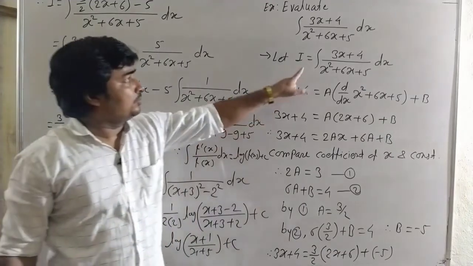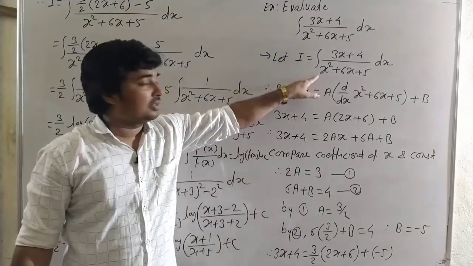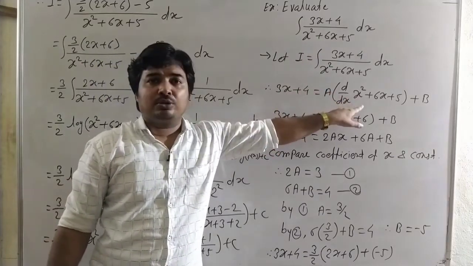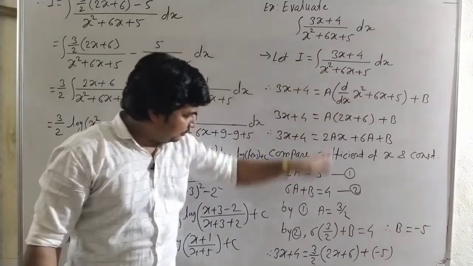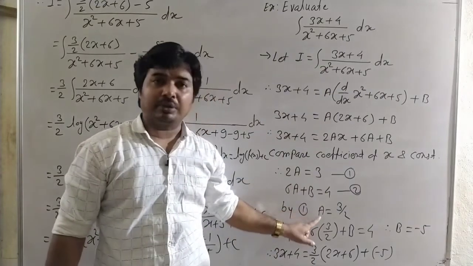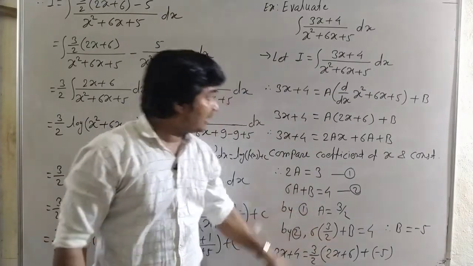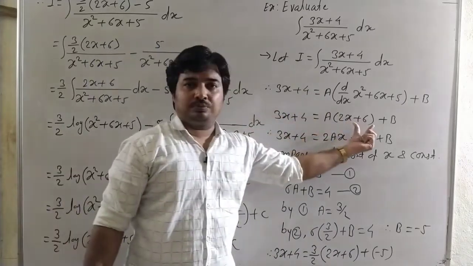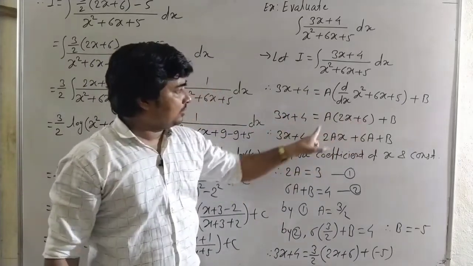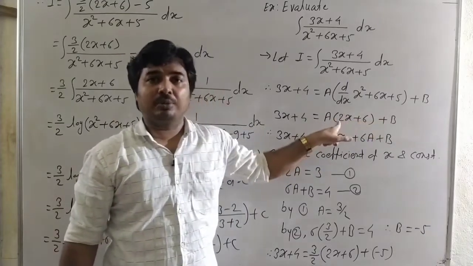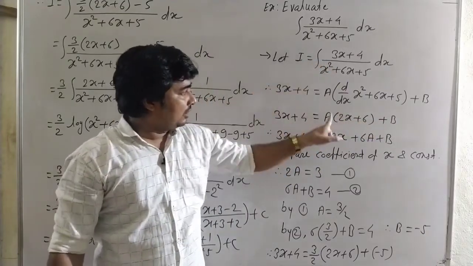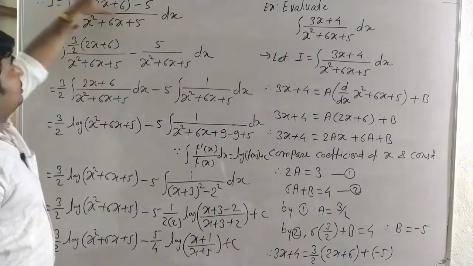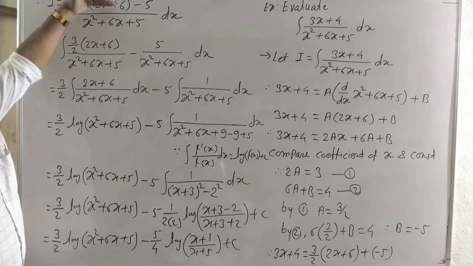Okay, see carefully. Here it is a linear function upon a quadratic function. So the method is: linear function is equal to a into the derivative of the quadratic function plus b. Then we can find the values of a and b and write them in this. Then the numerator is replaced by this term. The numerator can be expressed in terms of the derivative of the denominator.